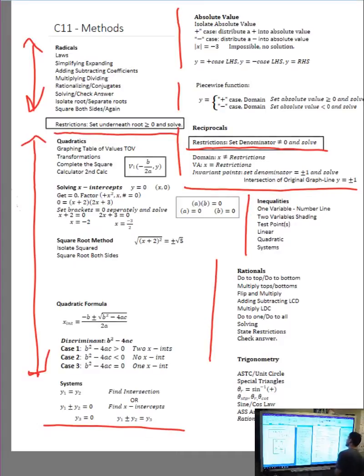Rationals, so that's where they join up with what we call the reciprocals before, those interesting graphs we talked about, and how to work on those, adding and subtracting and using the lowest common denominator. And then trigonometry, all of the same trigonometry in a new measure besides degrees. It's going to be fun.